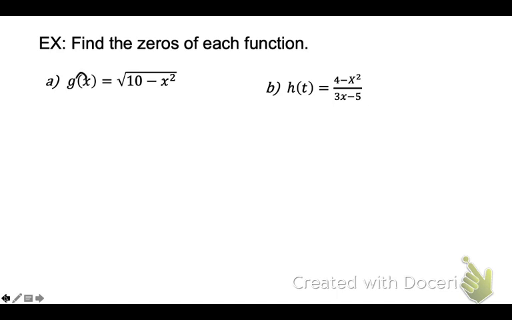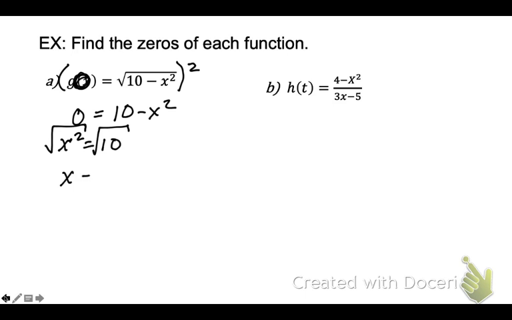0 equals the square root of 10 minus x squared. So how do you get rid of a square root? Square it. Well, when you square 0, guess what you get? 0. Okay, I'm going to square it all, and I get 0 equals 10 minus x squared. I'm going to add x squared. Anybody else with me? Okay, add x squared, x squared equals 10, and then I have to take the square root again. So I have x equals plus or minus the square root of 10.